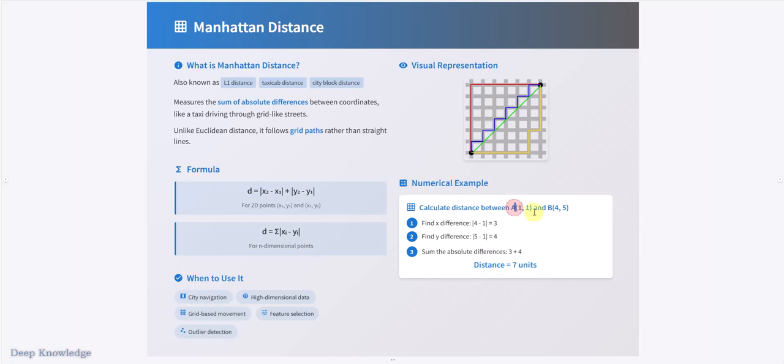So the distance between this A and B is 7 units. If we see this is the x-axis and y-axis, we use this for city navigation, high dimensional data, feature selection, and also outlier detection. For outlier detection, for instance, you have this object here, and you will see if the other object has a distance more than a specific threshold, you can say it's an outlier.